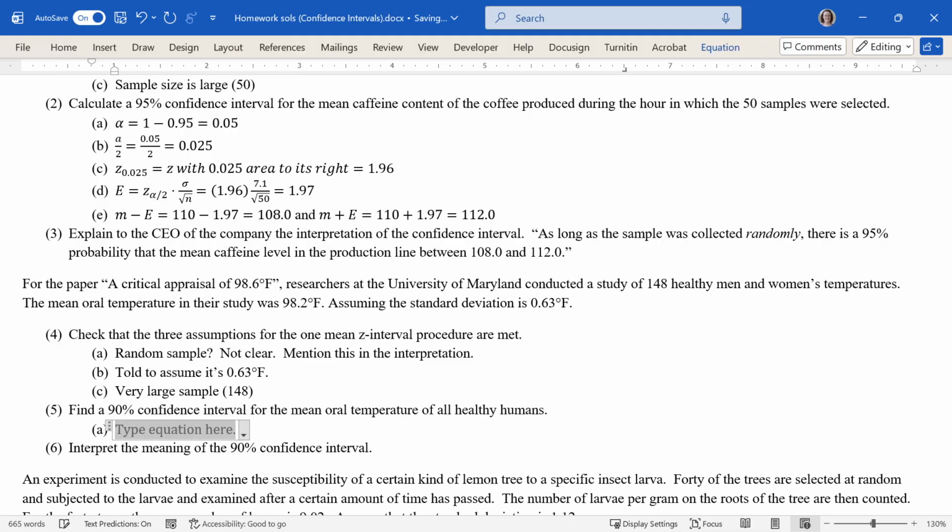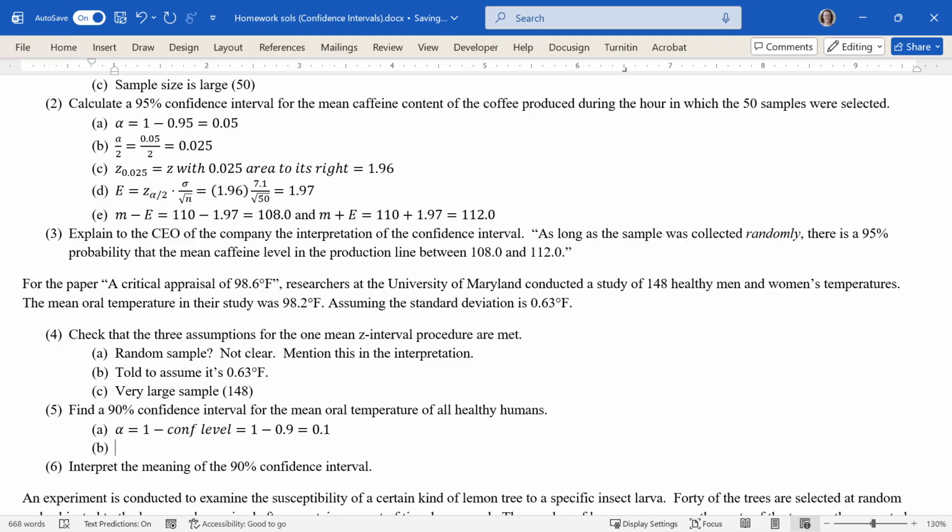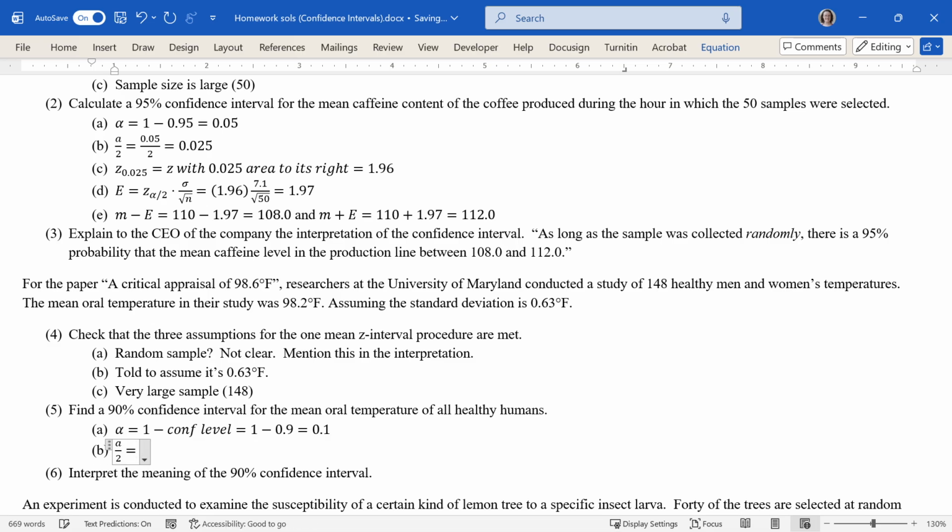So the first step is calculate alpha, which is 1 minus the confidence level. And the confidence level needs to be expressed in decimal form, because we're doing 1 minus to get the opposite probability. Okay, so we're doing 1 minus 0.9, so that's 0.1. That's going to be the total tail area in our sample mean distribution. So we need to split it into left tail and right tail, so we're dividing this in half. So that's going to be 0.05.